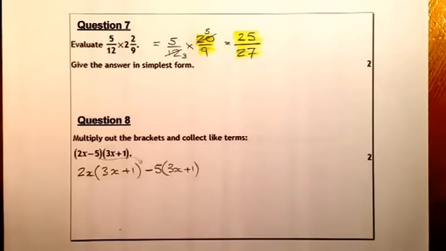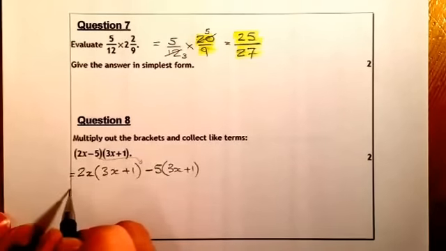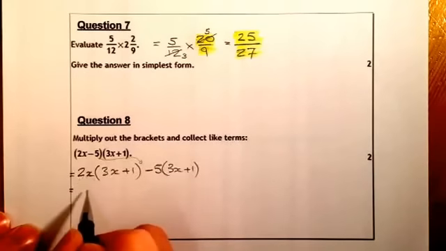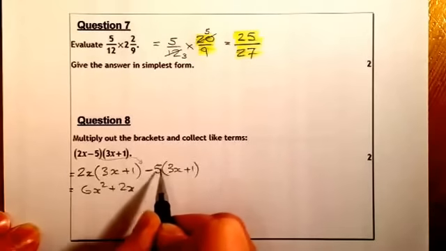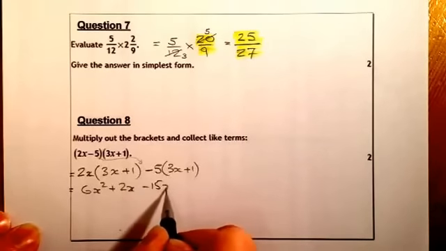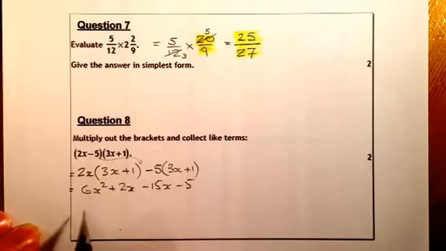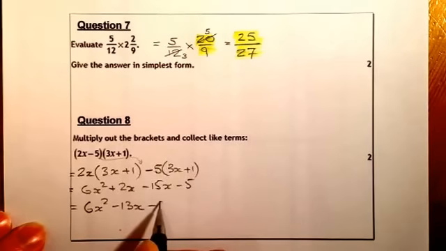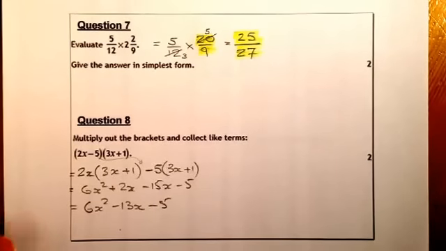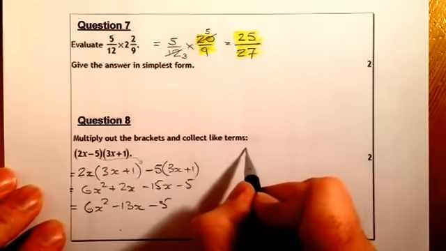And then I've just got single brackets to multiply out, and that should be a wee bit easier. So that's going to give me 6x squared, that's going to be plus 2x minus 15x minus 5. And all I need to do is to gather the middle terms up that I've got there, and that's going to be minus 13x minus 5. Okay, the other way I can do it is by FOIL.